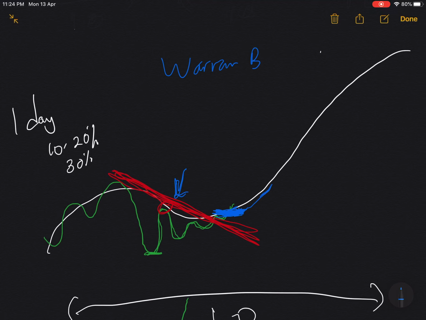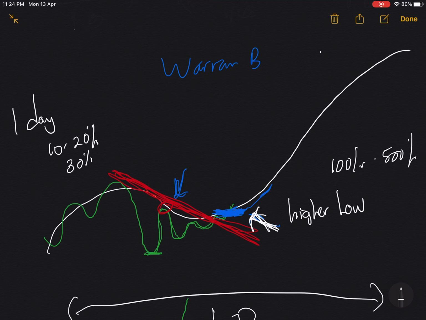But for us, our fund size is not big, so we can wait here until it forms a higher low, which is the second wave. Then we can start to enter here big and for the long term, and we can look for 100 to 500% return. For now, we are here.